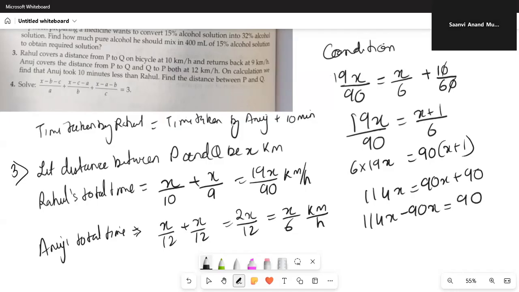So this will be 24x equal to 90. Okay, so the answer is in decimals. So 90 by 24. So if you cancel this, the answer is 3.75 kilometer. That's your answer.